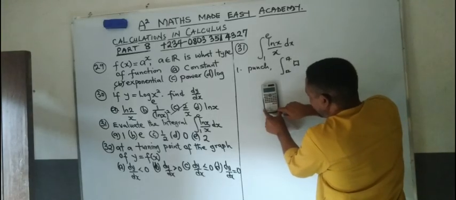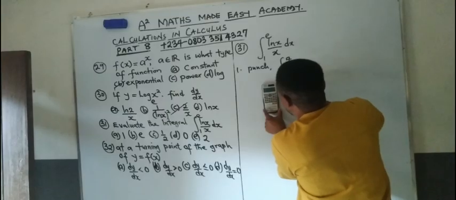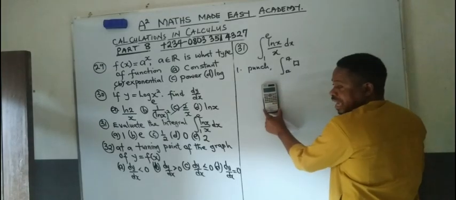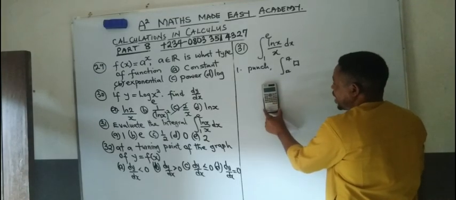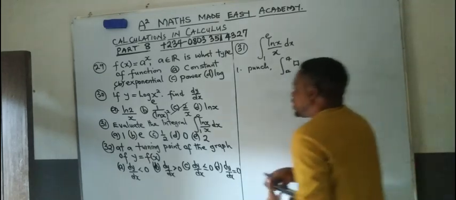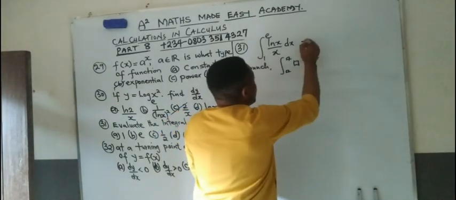Finally, punch what? Equal to. Wow, can you see that? The answer has appeared. The answer is 1/2. Is what? 1/2. Now that is what we call the calculator what? Method. So this is 1/2.